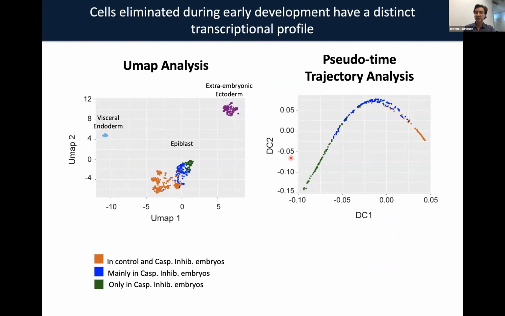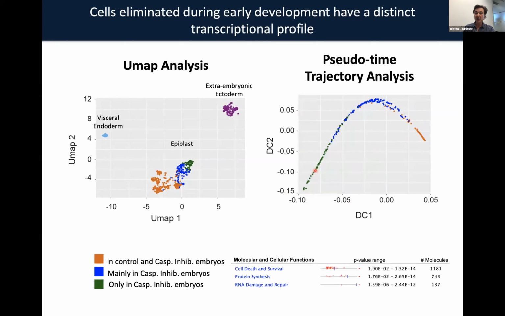And when he did this, what he observed is that there was a clear trajectory between, for example, the cells that you can find in the normal epiblast at one end, and the cells that are specific to the caspase inhibitor treated embryos at the other. When he looked at the genes that were differentially expressed across this trajectory, he observed that the cells here in green were enriched for genes that fell into categories of cell death and cell survival, indicating that these are most likely the cells that are normally eliminated during development.